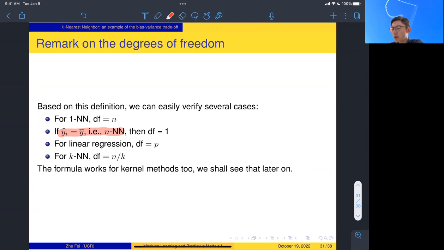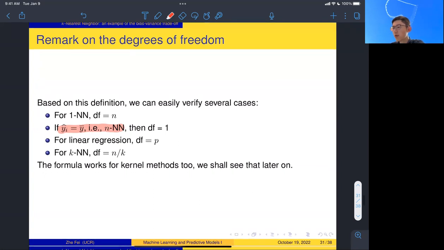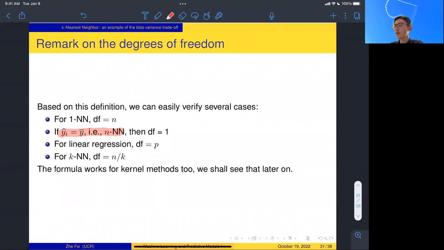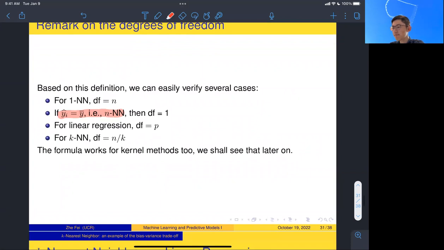And further, for linear regression, we should be familiar with linear regression. Say linear regression with p predictors. That essentially says you have p model parameters, so the degrees of freedom is p. And then for k nearest neighbor, it's n over k. We will see more examples of degrees of freedom later as well.